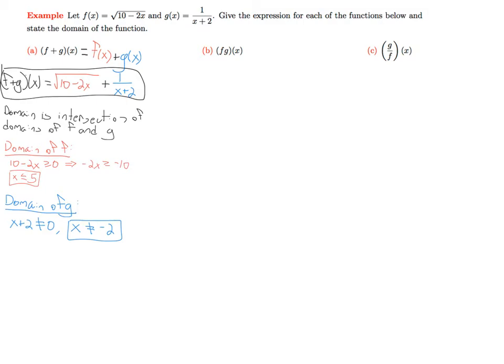So we found the domain of each of these functions f and g separately, and now we need to think about where these domains intersect, where they overlap. So here's a little number line for values of x, and I know that x equals 5 is going to be a critical point, so we can mark that one on our number line. The value minus 2 is also going to be an important point. For the domain of f, we had all values that were less than or equal to 5. And for the domain of g, we had all values except for minus 2.